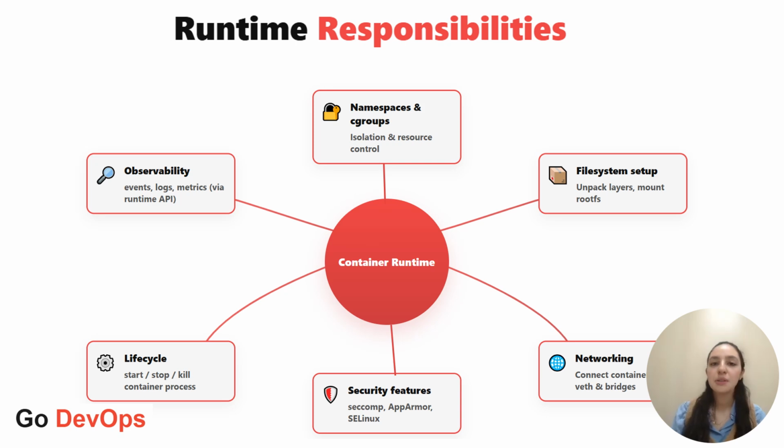For security features, beyond isolation, the runtime enforces security boundaries. It can apply seccomp filters, enable AppArmor or SELinux profiles, and make sure the container cannot exceed kernel permissions. For lifecycle management, the runtime launches the container's main process, monitors it, stops it when needed, and cleans up the resources once it exits.